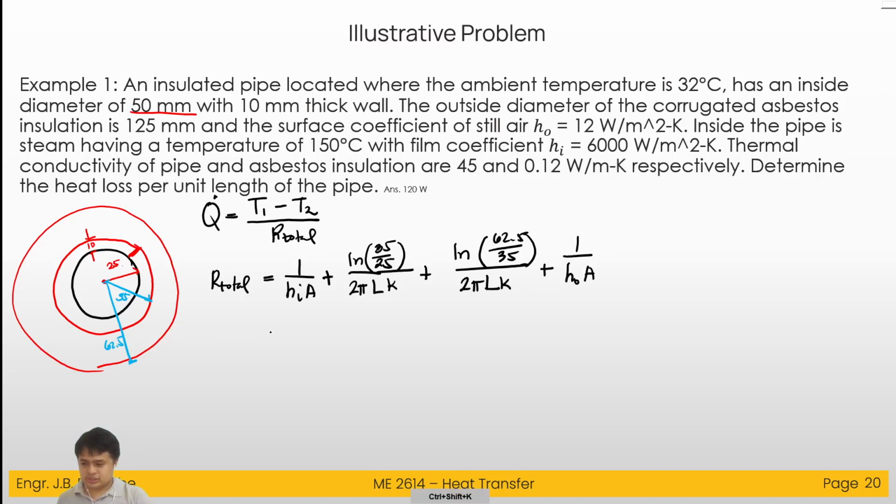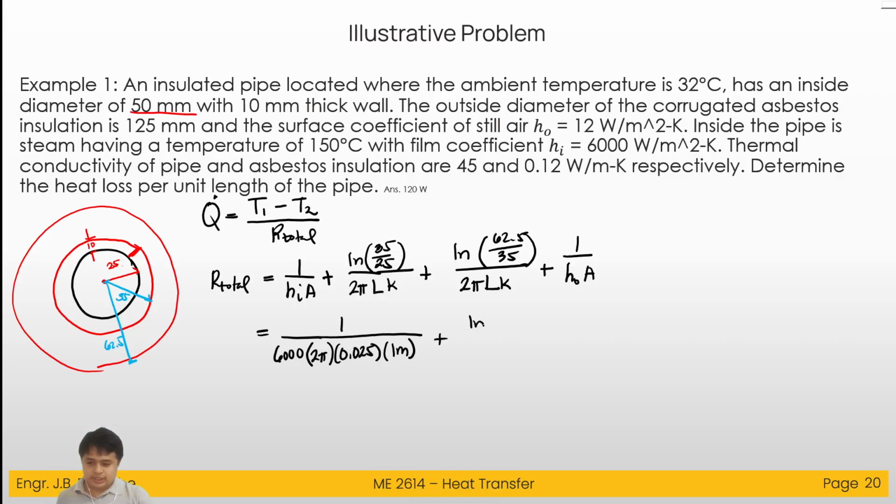You can find the total resistance. So this will be 1 over hi, 6,000. We don't have an area yet that we can factor out, so we have to solve for the area, which is 2 pi r L. The radius inside is 25 millimeters, so 0.025, times the length. It is not given, so we'll just assume 1 meter unit length of the pipe.